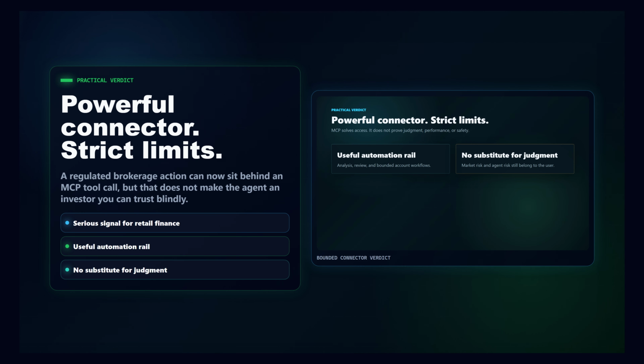My practical verdict is this. Robinhood Agentic Trading is a serious signal that retail finance is entering the agent era. The interesting part is not that an AI can talk about stocks. It is that a regulated brokerage action can now sit behind an MCP tool call. But the safest way to think about it is as a powerful connector with strict limits, not an intelligent investor you can delegate to blindly.